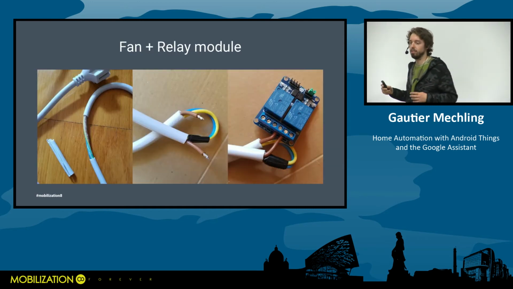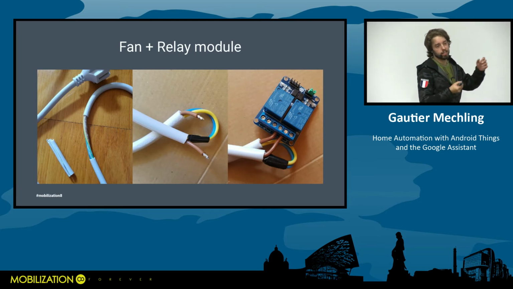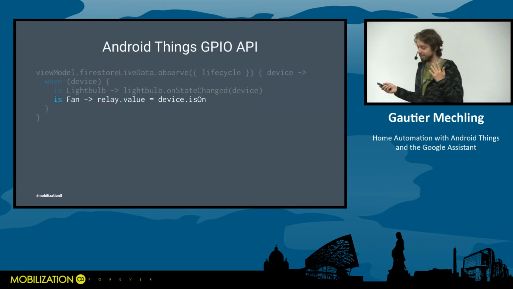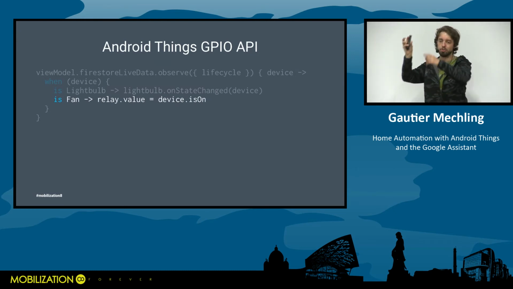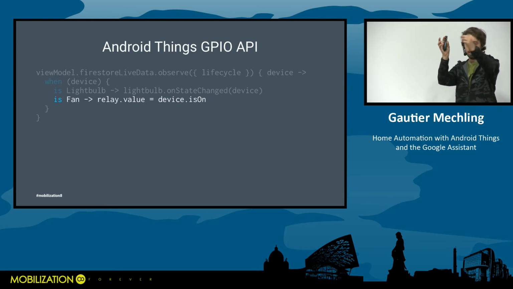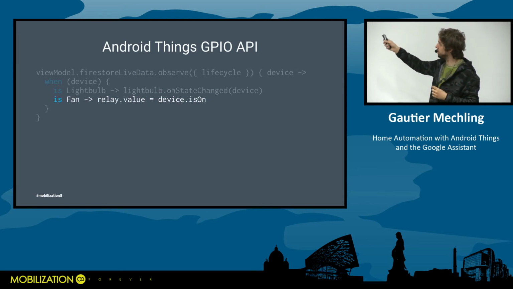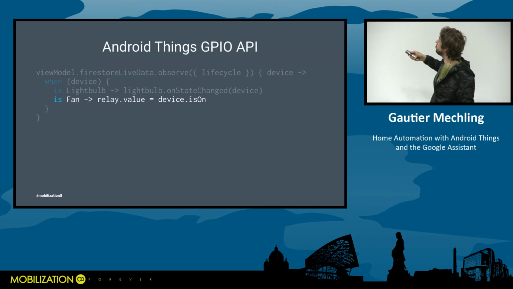To control the fan from Android Things, what you could do is cut the wire, connect it to a relay module to turn it on and off programmatically. That's called electronics. That's very scary. But you can do it. And then you can just use the Android Things GPIO APIs. You know, the Raspberry Pi has a lot of pins you can connect devices to, and Android Things has a lot of APIs to communicate with those devices. So for instance, to communicate with this GPIO relay module.